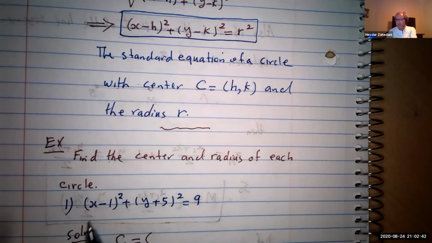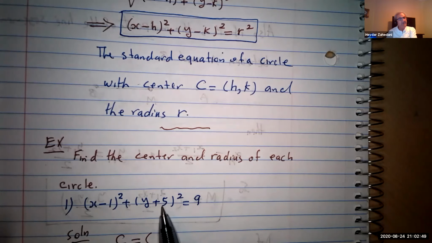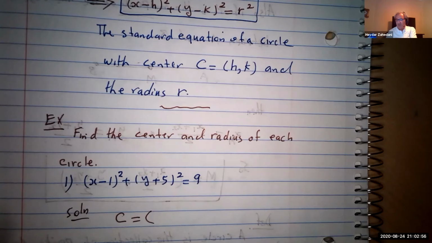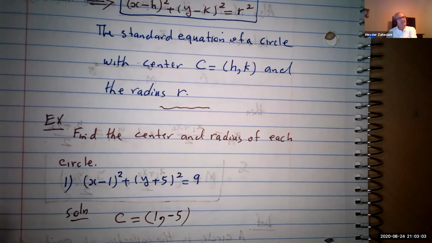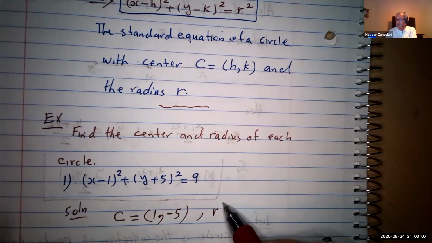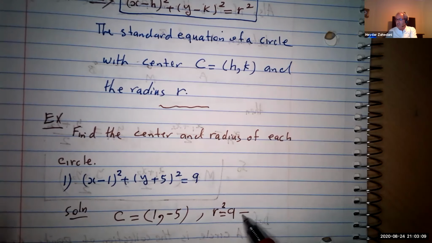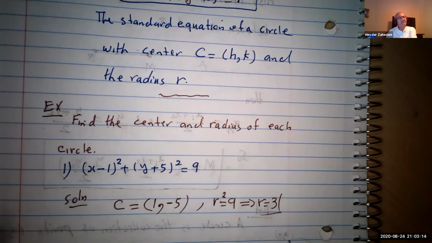You see the opposite sign. So h is 1. k is the opposite sign, negative 5. Or it's like x minus 1 equal to 0, that gives you x equal to 1. So that gives you 1, comma, but make sure this is going to be a negative 5. So the center is 1 and negative 5. R squared is 9, so you take the square root, r would be 3, and we are done. Any question?